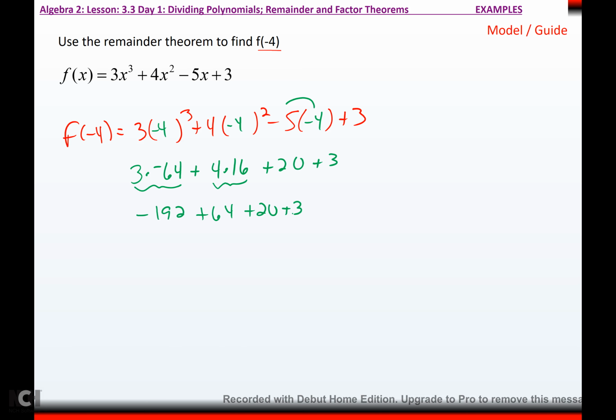And I'm just going to type it all in now, left to right. And we get negative 105. And what that means is, if I were to do synthetic division, I get a remainder of negative 105. What that means is that this is not a factor. If it's a factor, your remainder is 0.